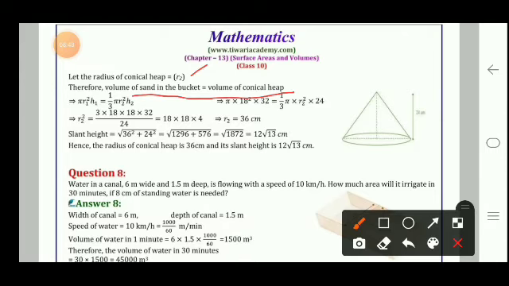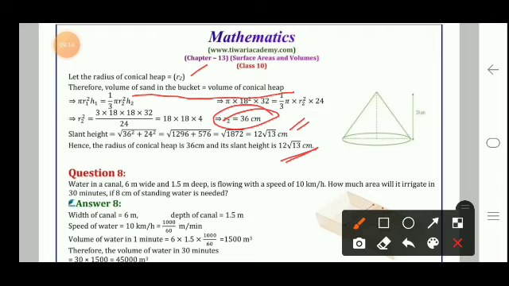So here we have to find r2 square, meaning actually r2. So we'll write r2 square is equal to 3 into 18 into 18 into 32 upon 24. So that is r2 is equal to 36 centimeter. Slant height is equal to root of h square plus r square. Putting the values, root of 36 square plus 24 square, the answer is 12 root 13 centimeter. Hence the radius of the conical heap is 36 centimeter and slant height is 12 root 13 centimeter.